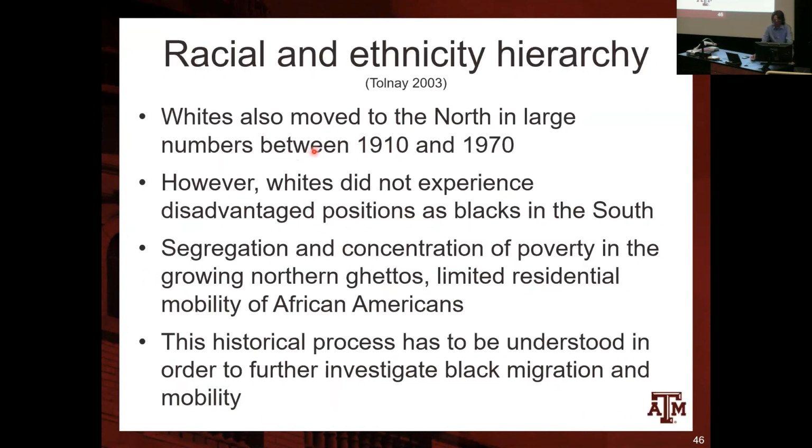Whites also moved to the north in large numbers in the same period. However, they did not experience disadvantaged positions as Blacks in the South. So the reasons of whites moving from the South to the North were different.